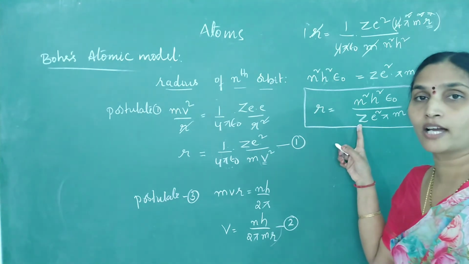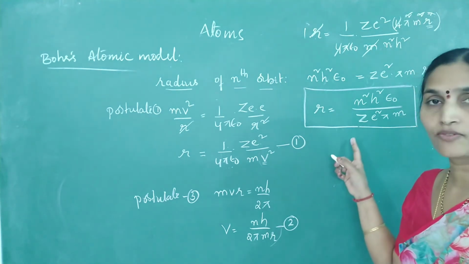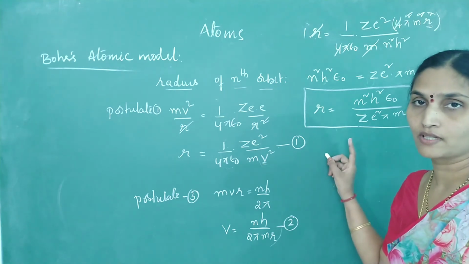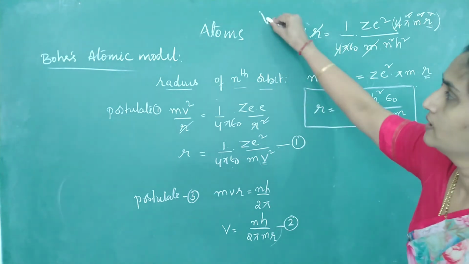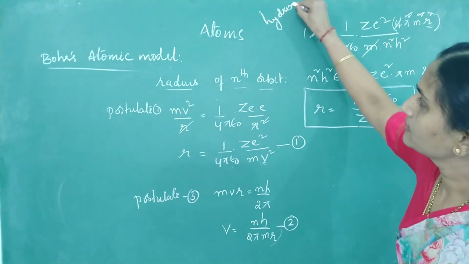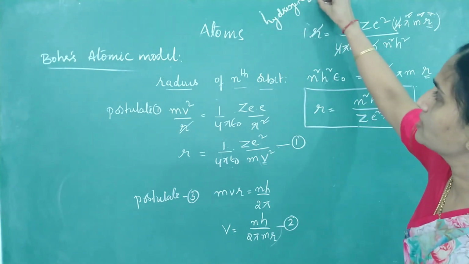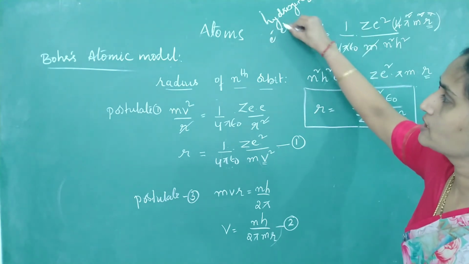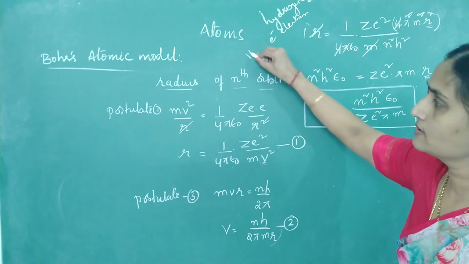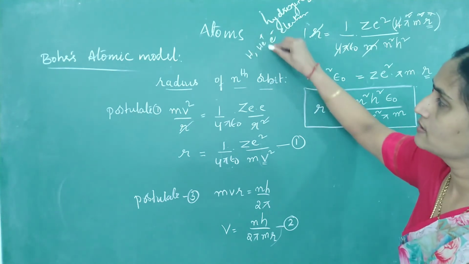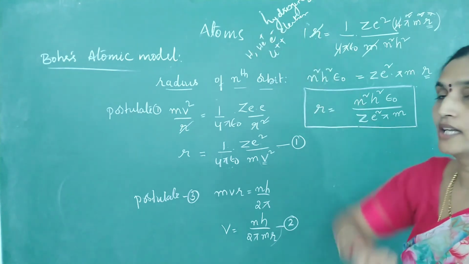Actually, he derived it for hydrogen atom. So we can apply it for all hydrogen-like atoms. It is not universally applicable for all the atoms. It's only applicable for hydrogen-like atoms. What do you mean by hydrogen-like atom? Single electron species. Elements which have only one electron, like hydrogen, helium plus, lithium plus plus, and so on.